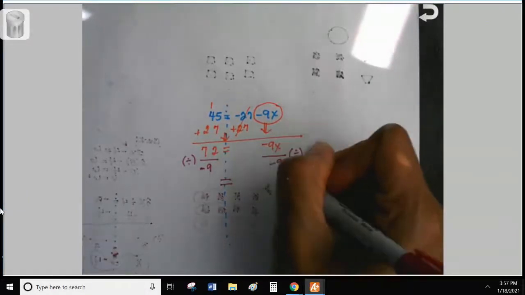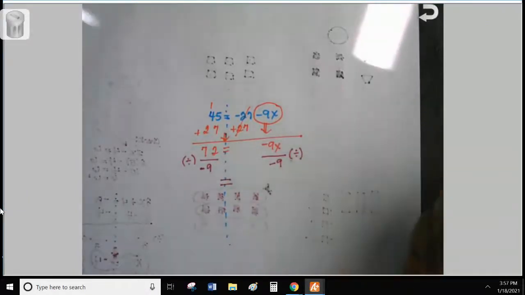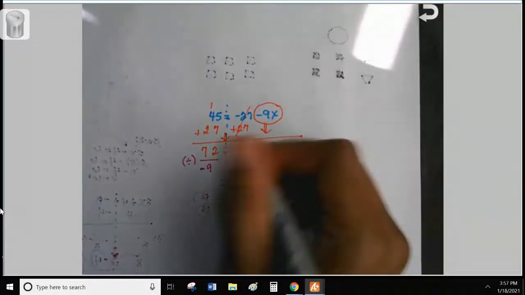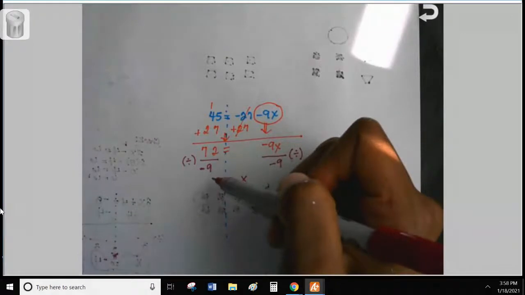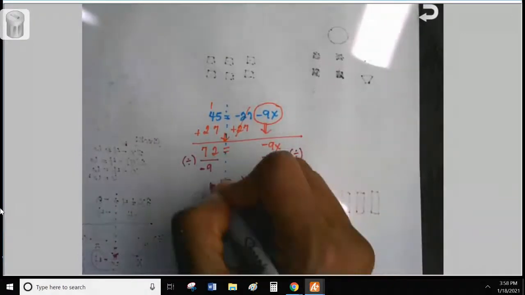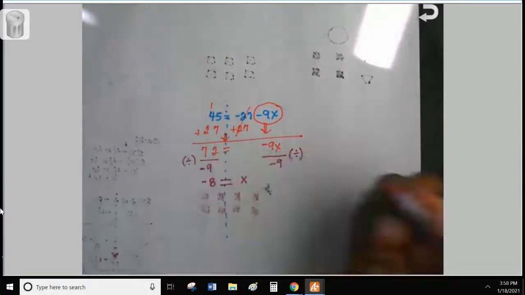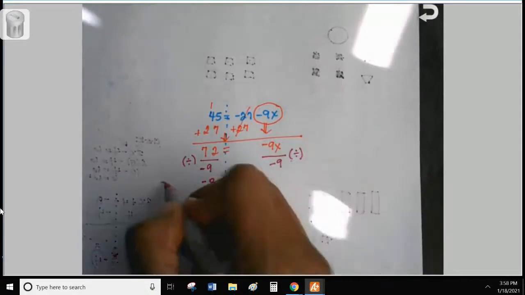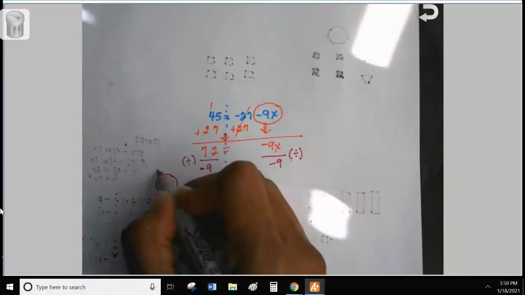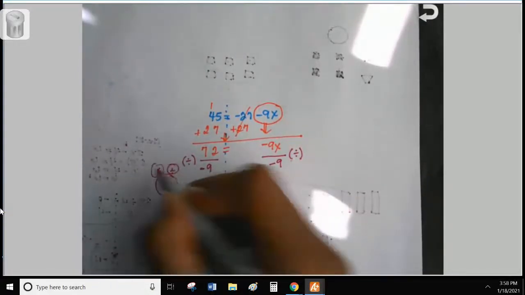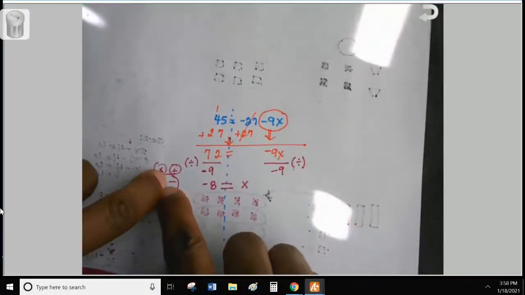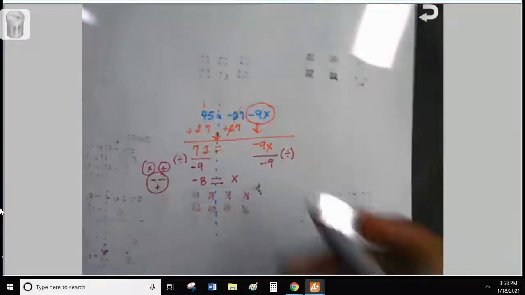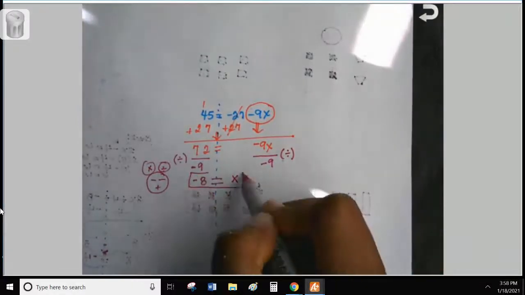Negative 9 divided by negative 9 is going to give me a positive 1x. I'm left with x. 72 divided by 9 will give me a negative 8. Again, remember your sleepy mouse. If I have a negative and a positive, my answer is going to be negative. Cover those up. My answer will be a negative 8. Okay?